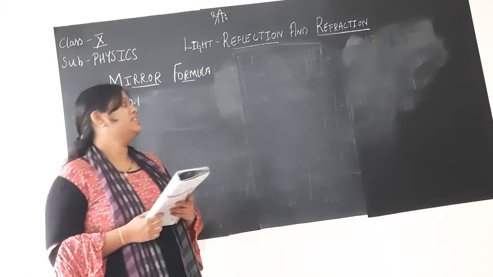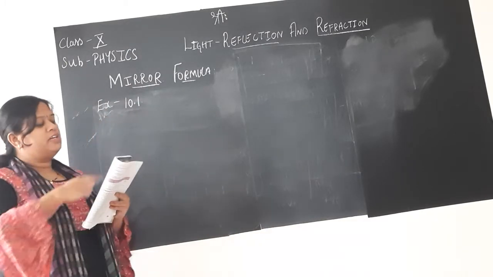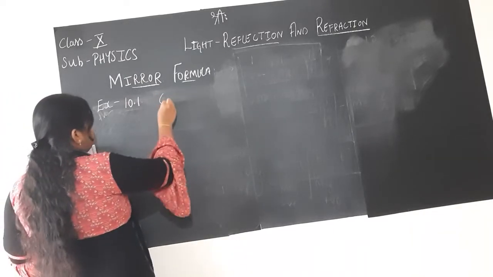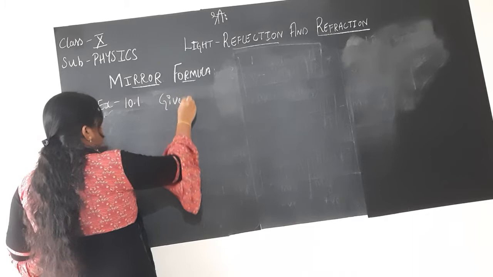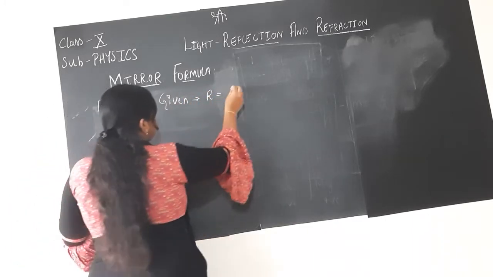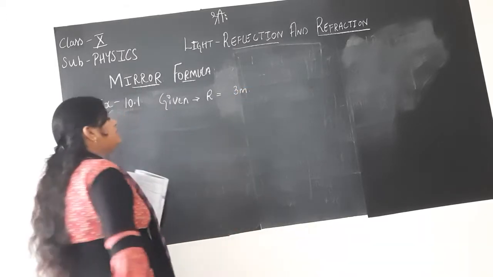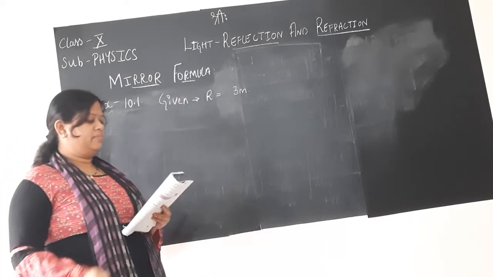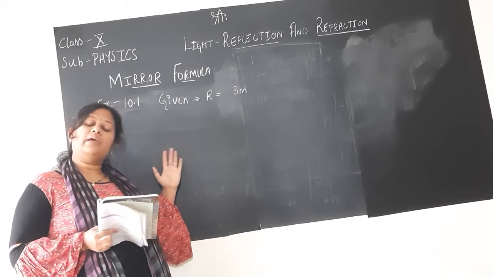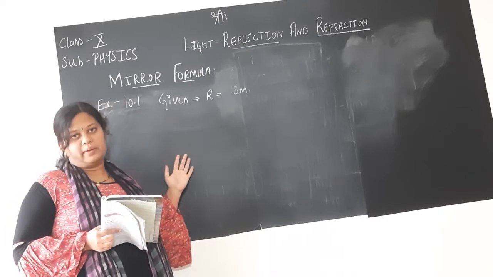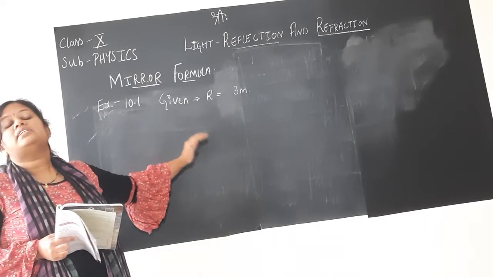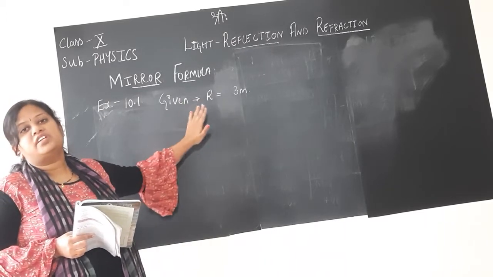Okay, children. So now let us write the given data. A convex mirror used for rear view of an automobile has a radius of curvature. So, given, radius of curvature R is equal to 3 meter. Now, one more thing you have to keep in mind when you solve problems on this chapter: as and when you write the given data, please apply the rules of sign convention as well.